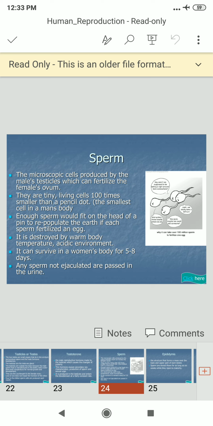You know that you learned in 12th that in a single drop of sperm there are about 2 to 2.5 lakh sperms moving in the drop, and they can survive in a woman's body for 5 to 8 days, because they are destroyed by warm body temperature and the acidic environment. Any sperm not ejaculated passes out in the urine.